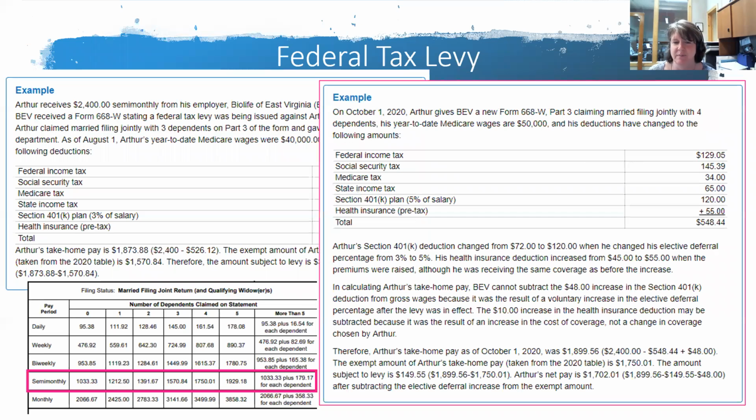Yep. Thank you. So really quickly, I'm not going to go into too much detail, but on the same example, on October 1st, Arthur changes some things. He ups his 401k to 5% instead of 3%, and his health insurance goes up to $55 instead of $45. Those two things happened after this levy was in place, which means that those two things don't get to be taken into account when they're calculating the take-home pay. So in other words, the $10 difference in his health insurance and the difference between the 3 and 5% of his 401k have to be ignored when doing the calculation. So again, I would put a star on that one and look at that one, because I know that these types of things come up on the CPP.